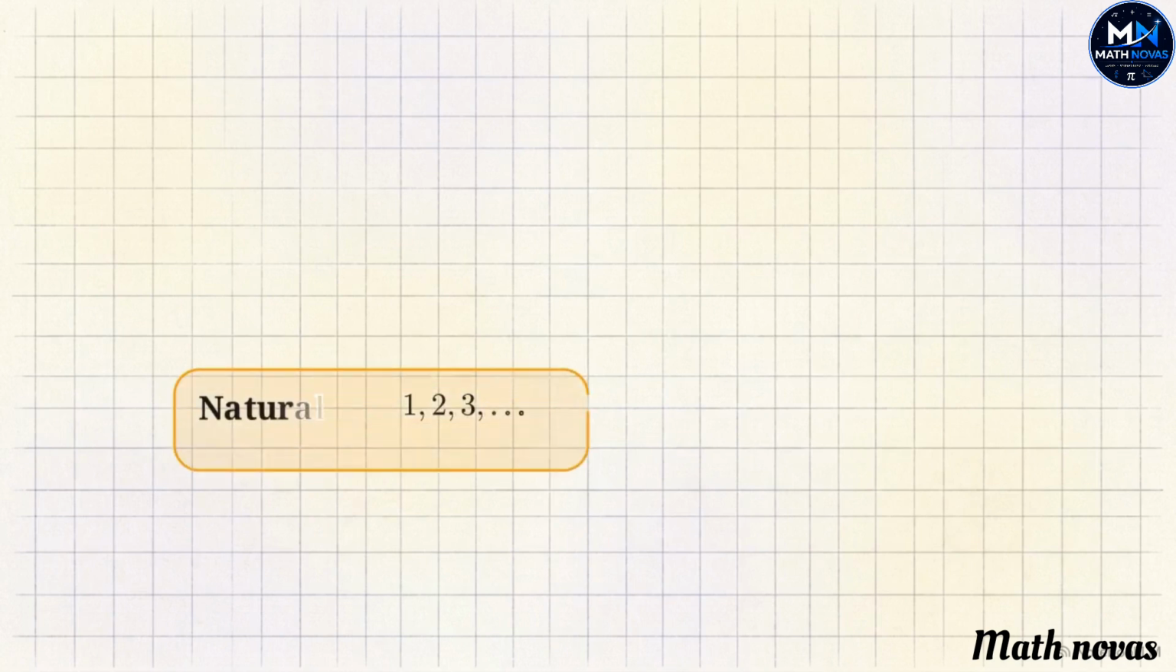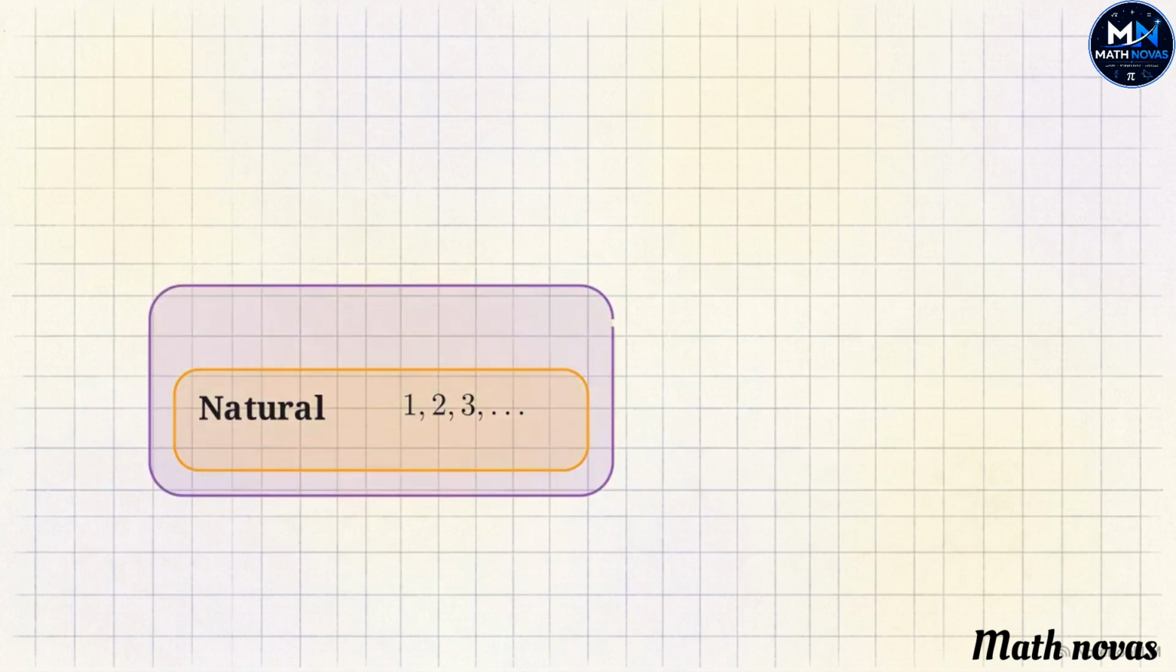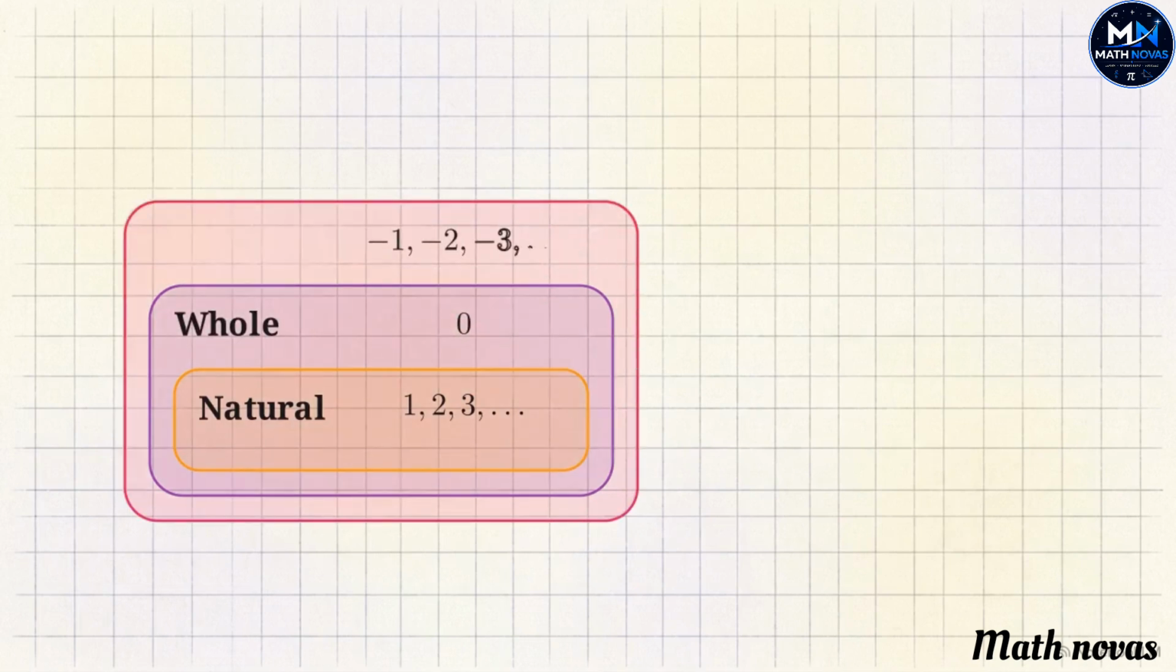We begin with the most basic counting units, natural numbers. These simply start from 1 and count upward. If we take that exact same group and just add a 0, the category expands to become whole numbers. Next, we introduce negative numbers into the mix. Combine those with our whole numbers, and we form the integers.